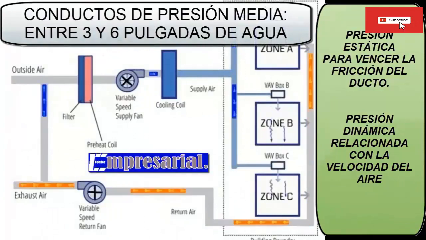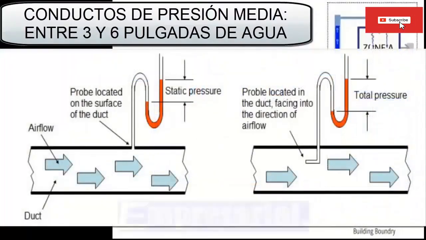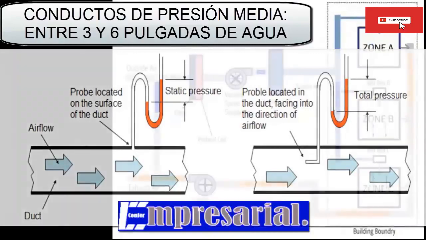Medium-pressure air ducts. These are systems with static pressures between 3 to 6 inches of water column. In general, duct velocities are less than or equal to 2,500 feet per minute.